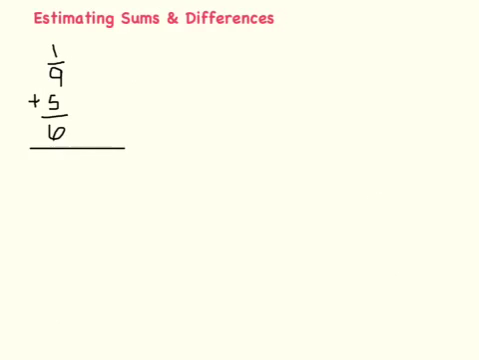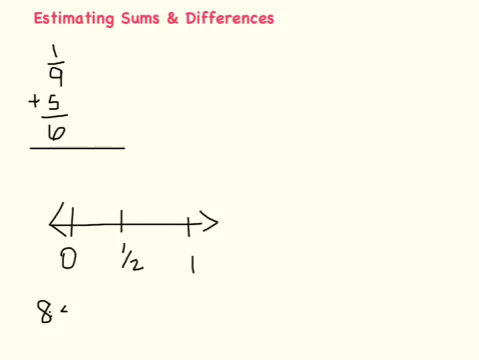Now let's use what we've learned to estimate sums and differences. 1/9 plus 5/6. Using our quick method, we're going to draw a number line with 0, 1/2, and 1 whole. For 1/2 of 9, we're going to think about 8, and 1/2 of 8 is 4. So 1/2 of 9 is going to be 4 and a half. Our whole is 9. So we are going to find 1. 1 will be right there. So 1 is much closer to 0 than it is to half or whole. So 1/9 is approximately equal to 0.